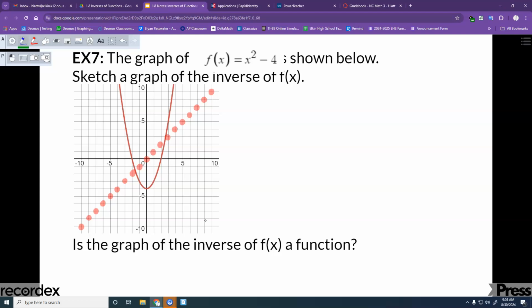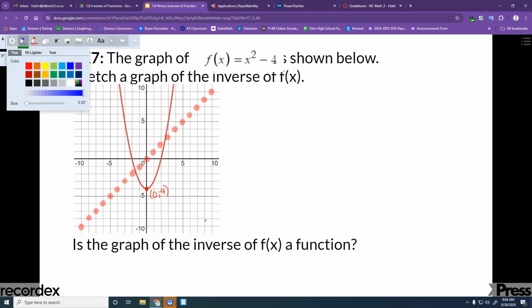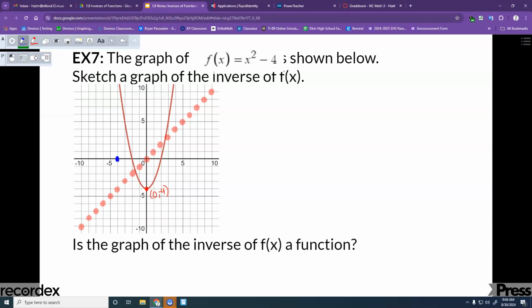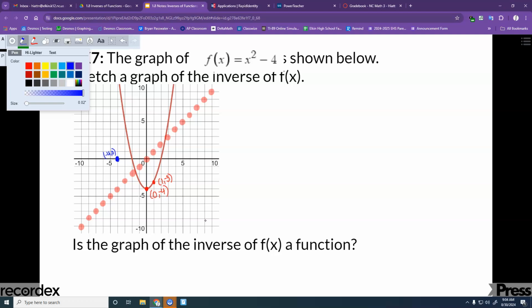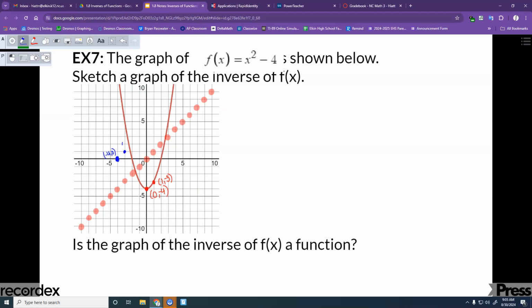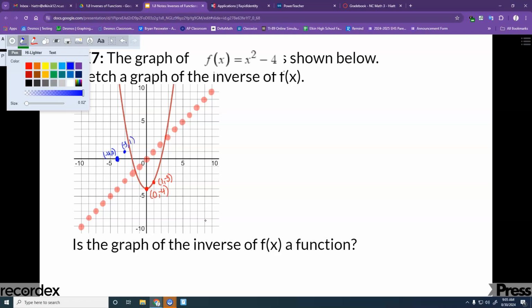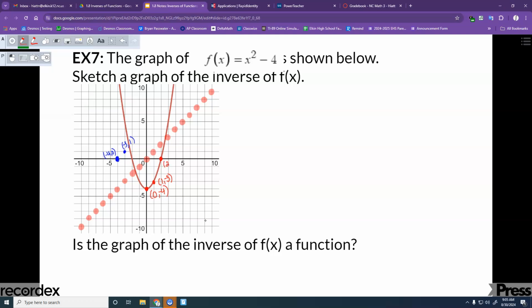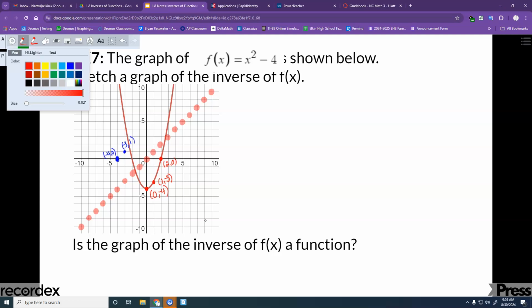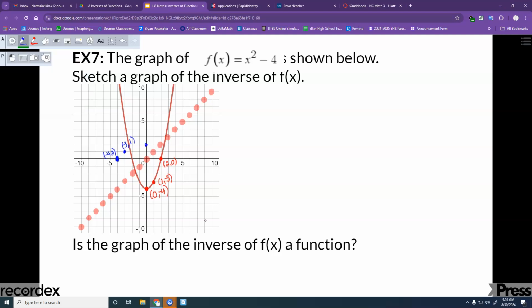So what I have to do a lot of times for this is take it point by point, right? Let me use red on the red graph. For example, this point right here is at 0, -4. What's that point going to be on the inverse graph? -4, 0. It's going to be that blue point I just drew right there, right? Okay. Then if I look at this point right here, that is 1, -3. So what's that going to be on the new graph? -3, 1, which is right here. Okay. Here is another point on our graph. That is 2, 0. What's that on the other one? 0, 2. 0, 2 would be right here.